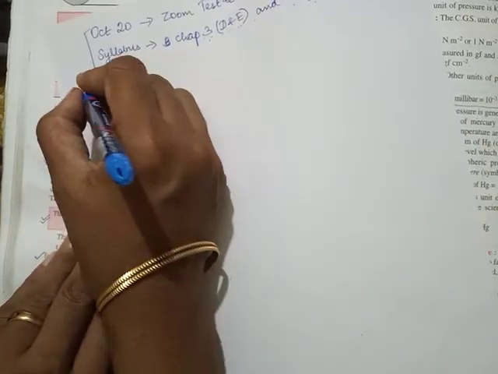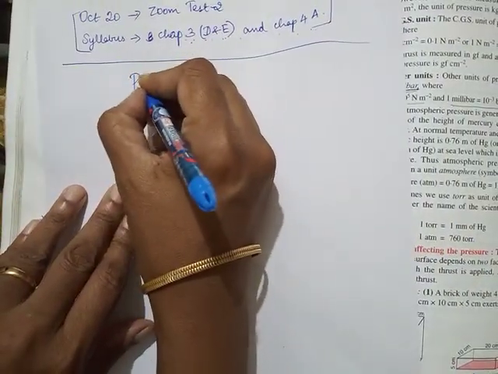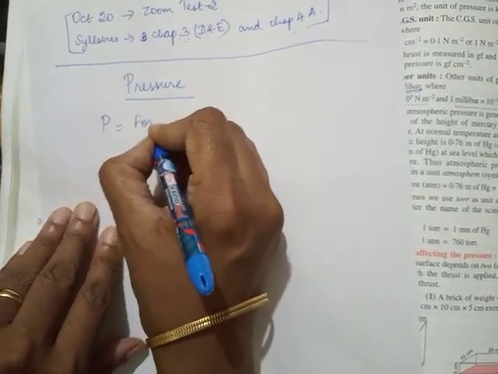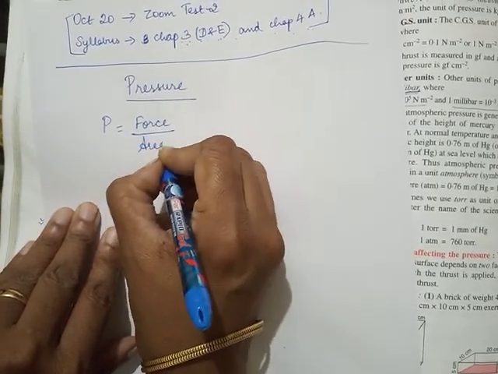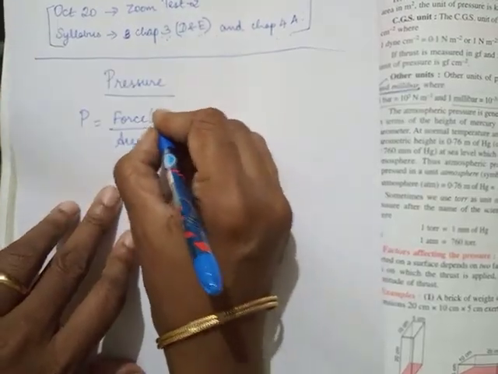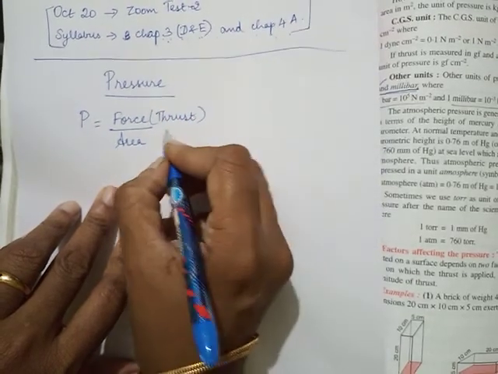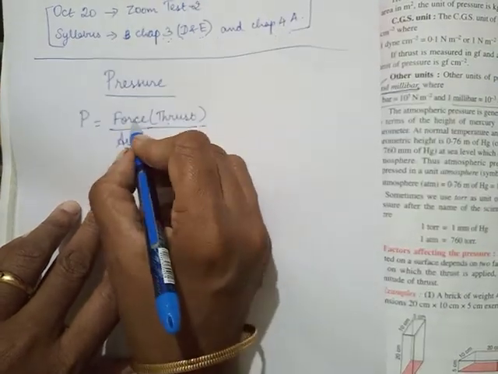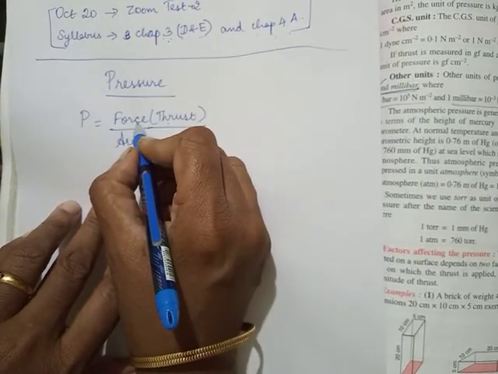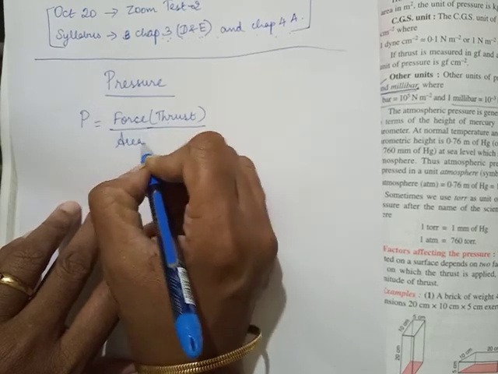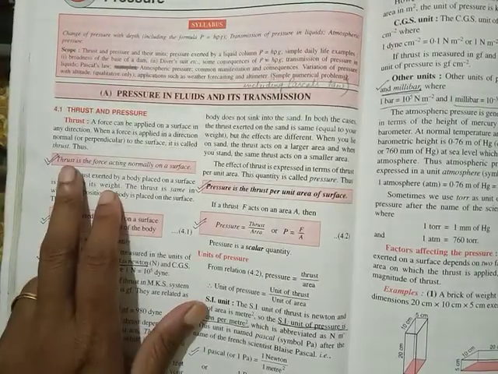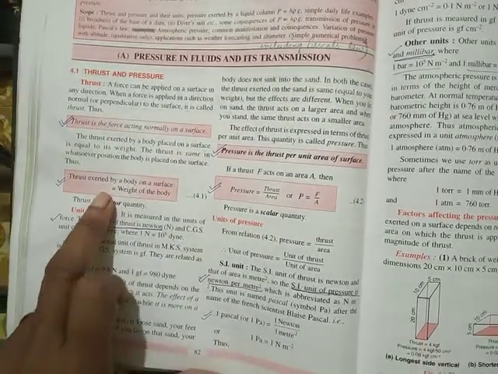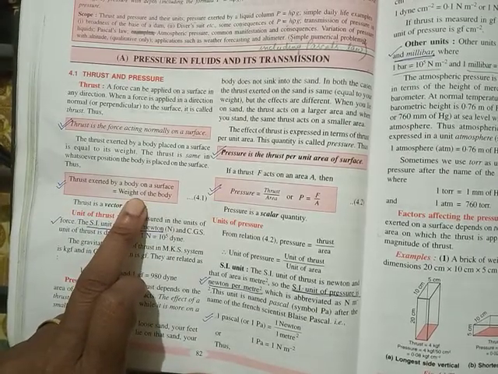Now, generally, when we talk about pressure, what is the formula for pressure? Pressure is equal to force upon area. Force per unit area. Force is also called thrust. So thrust upon area is called pressure. Thrust is basically the force exerted by a body per area of cross section. Thrust is the force acting normally on a surface. Thrust exerted by a body is basically equal to the weight of the body.